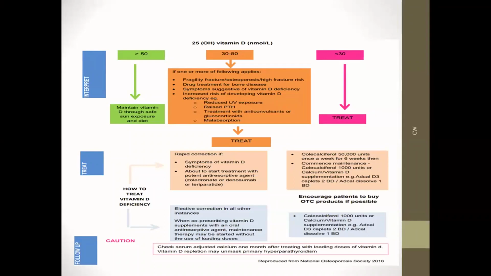If rapid correction is needed because there are symptoms of vitamin D deficiency, that is cholecalciferol 50,000 units once a week for 6 weeks, and then commence the maintenance. Maintenance is given as cholecalciferol 1,000 units per day. If their level is less than 30, we don't have to consider their other risks and we can straight away start the treatment.